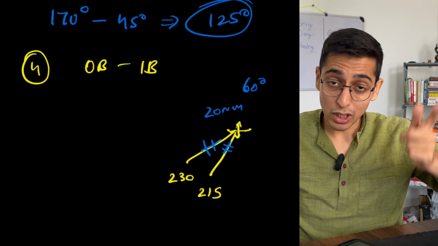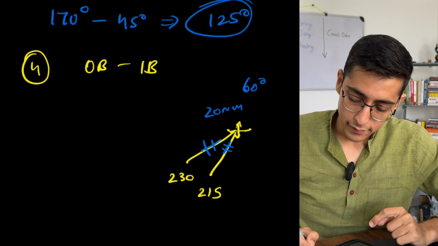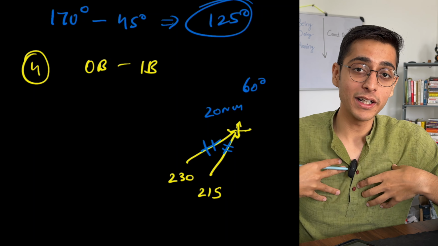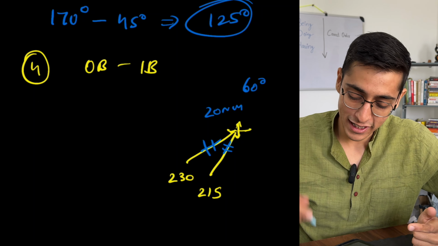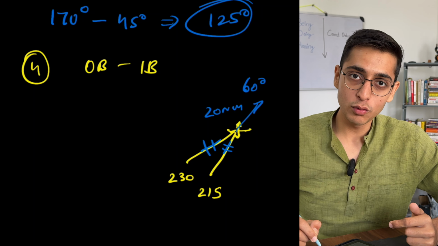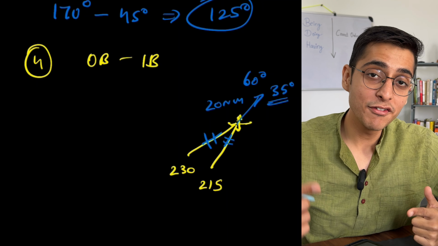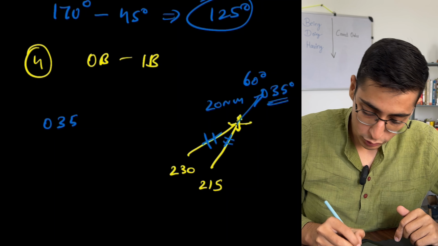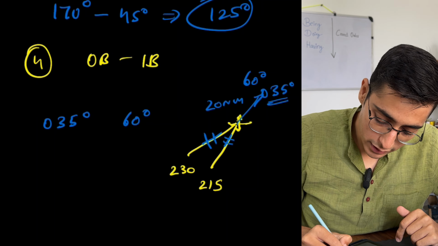Now, the next radial which I want to intercept is inbound, so I will have to reciprocate to get the course that I will be following. So 215 is the radial. The reciprocal of 215 will be 035. Correction, 035 degrees will be the course that we will need to follow. So our desired course, we know, is 035 degrees. Correction, I know, is 60 degrees.